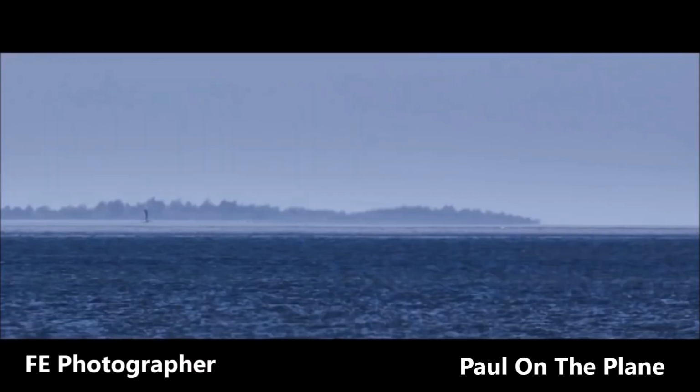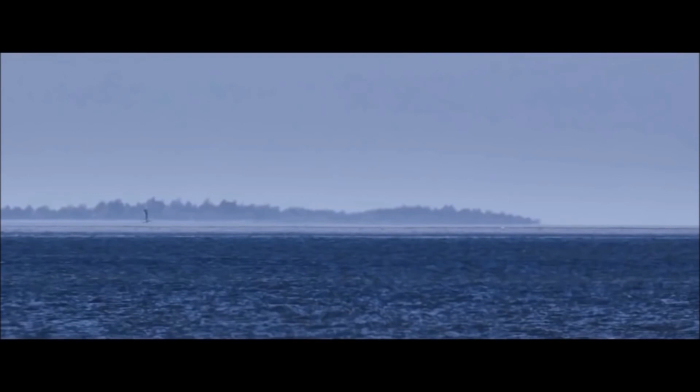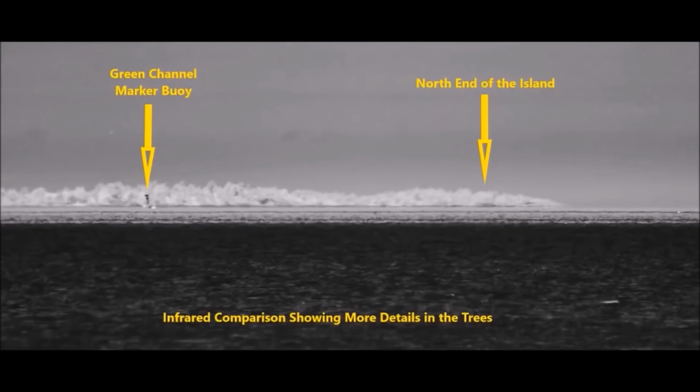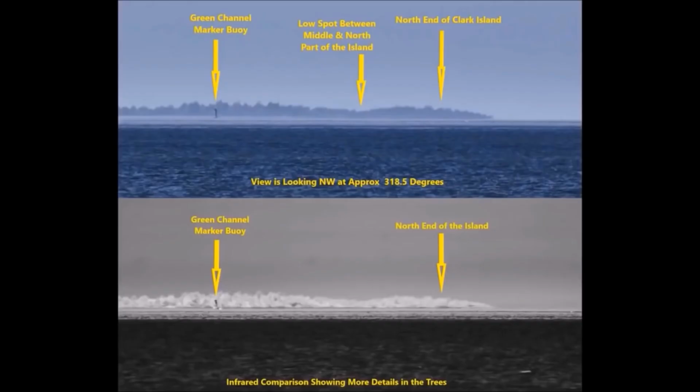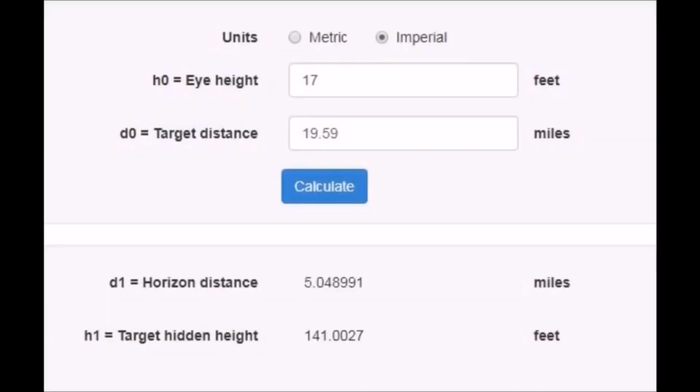In this regular photo, you're able to see a lot of Clark Island, and you can see the green buoy channel marker on the left-hand side as well. And in this infrared photo from the same location, you're able to see better detail in the trees and the island itself. So infrared definitely makes a difference when it comes to showing detail when we compare these two images as seen here. Now, using an Earth curve calculator with an observer height of 17 feet and a target distance of 19.59 miles, we get a hidden target height of 141 feet.